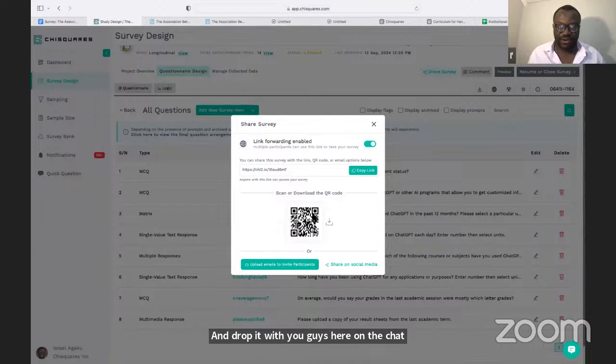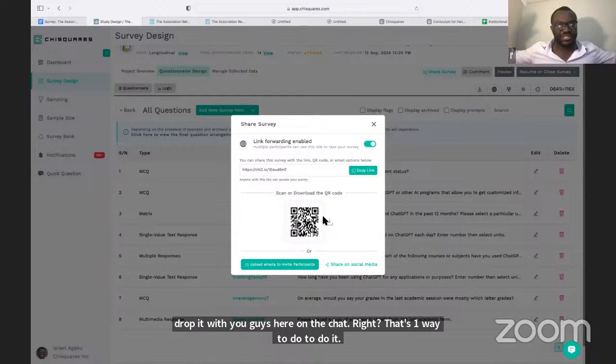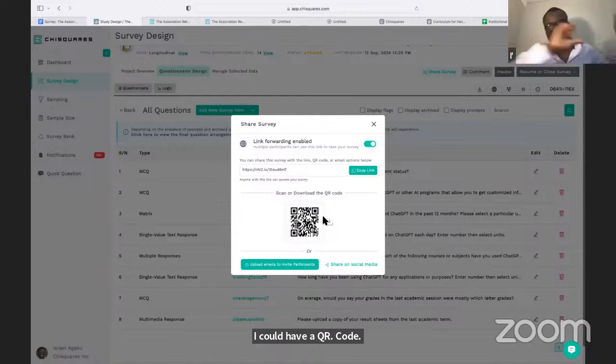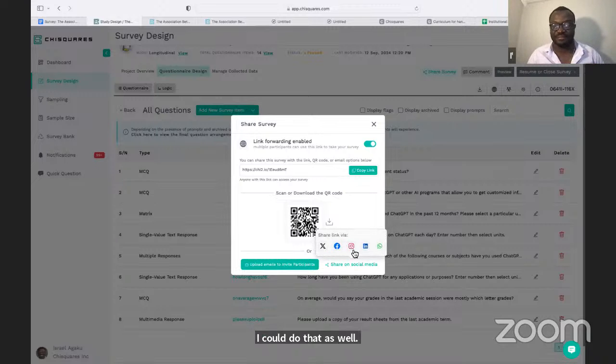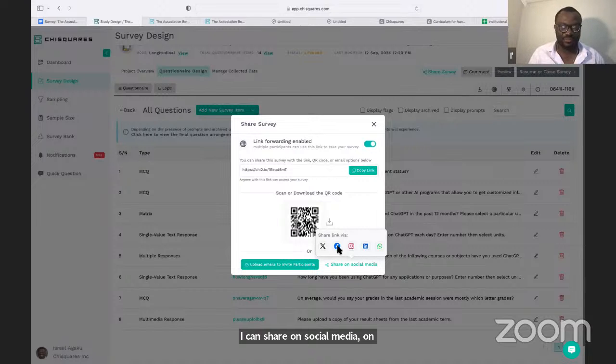I could have a QR code. Let's say I have a huge signboard or billboard. I want people to scan the QR code. I could do that as well. I can share on social media, on X, Facebook, Instagram, LinkedIn, WhatsApp, whatever, right? Those are social media shares.